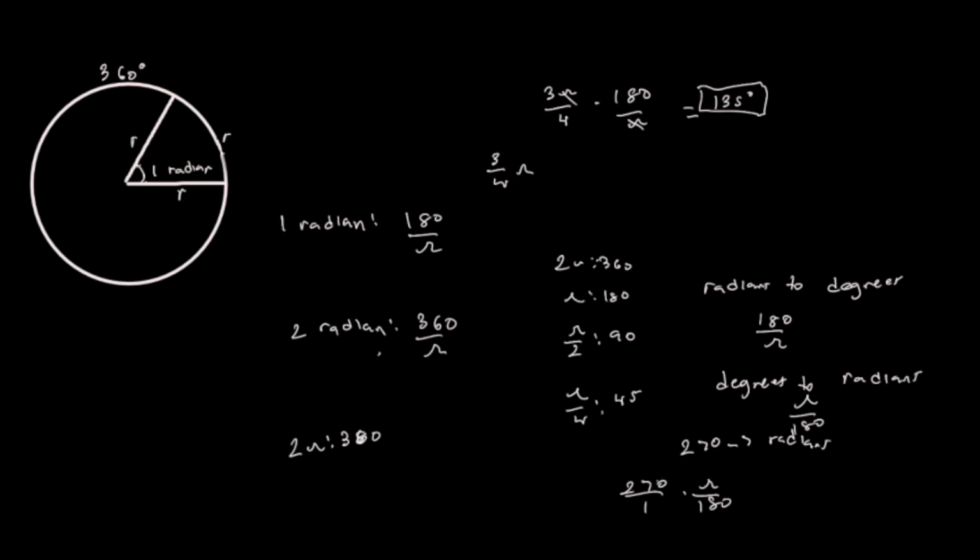So you can figure this out. If you were to divide both by 90, you get 3 over 2. So you get 3 pi over 2. So using this method, you're able to convert radians to degrees and degrees to radians really easily.